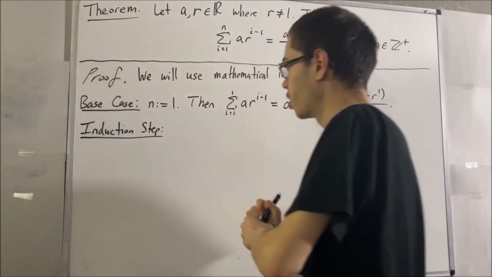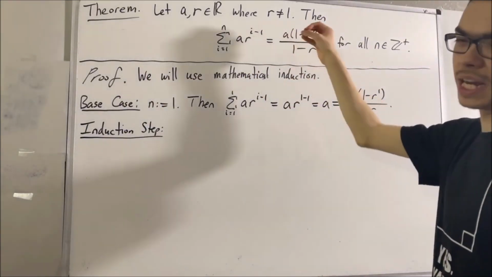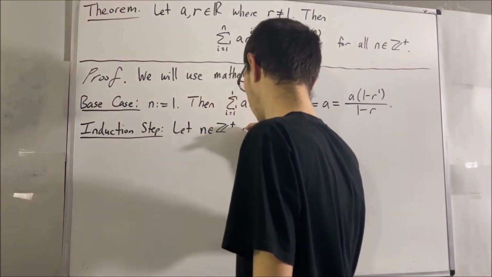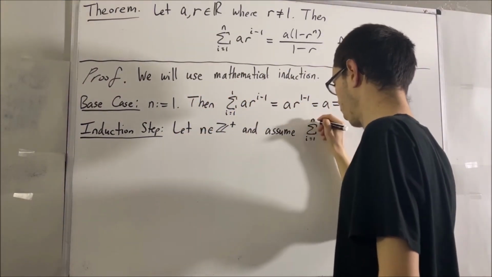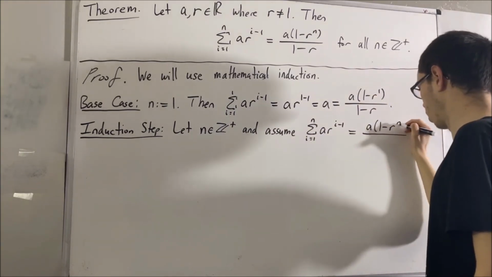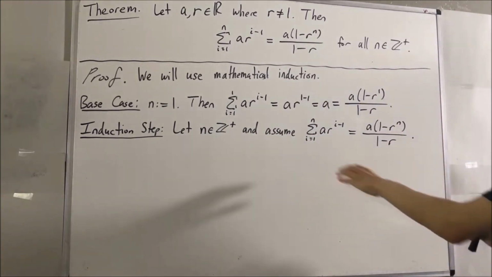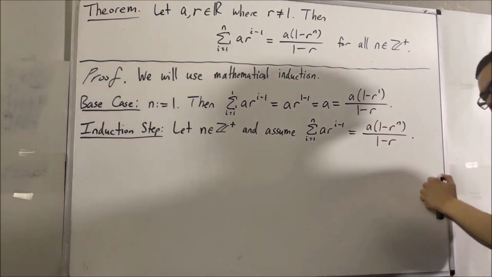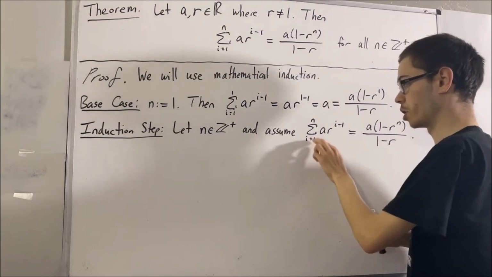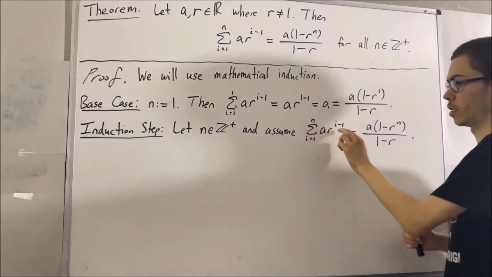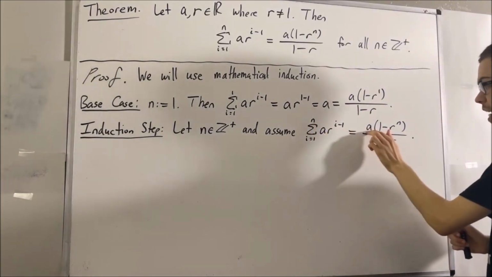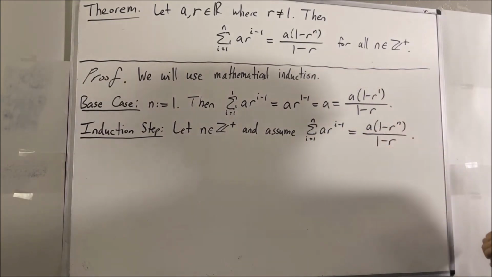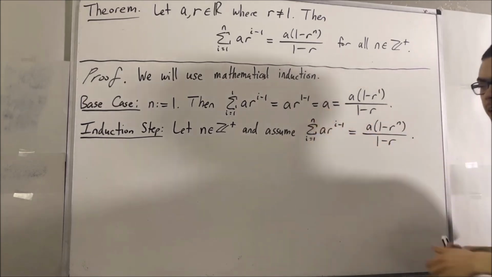Now in the induction step, we give ourselves an arbitrary positive integer n, where this is true. And our whole goal now is to prove that this is also true for n plus 1. So what that means is we're trying to prove that the sum from i equals 1 to n plus 1 of a r to the i minus 1 is equal to a times 1 minus r to the n plus 1 all over 1 minus r. So let's start by writing the left-hand side.